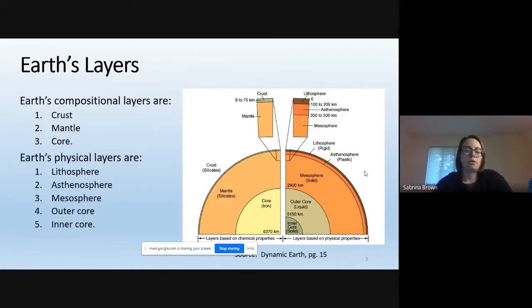And then we also talk about Earth's layers by how they act physically. And so we call those the physical layers. And again, that's based on their physical properties. And so the outermost layer is called the lithosphere. Remember that lith means rock, right? So this is the rigid layer. Then under that, we have the asthenosphere, which is a plasticky layer, the mesosphere, and then the outer liquid core and the inner solid core.